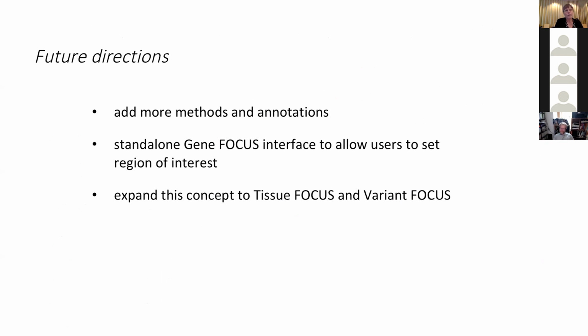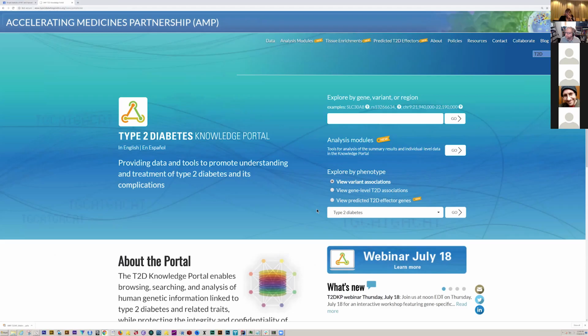Okay, future directions for this table. As I said, we just want to add more methods and more annotations, make it more comprehensive. I think we're going to want to make this a standalone interface too, so that you don't have to go to a particular gene page to find it, but you can just go to the interface, set your own region of interest, and then see the results. And then the concept of this type of table containing the results of these types of methods, we are expanding to tables for tissues and variants. And Ben is now going to demonstrate, we actually have a working version of the tissue focus table, and Ben is going to demonstrate that for us.